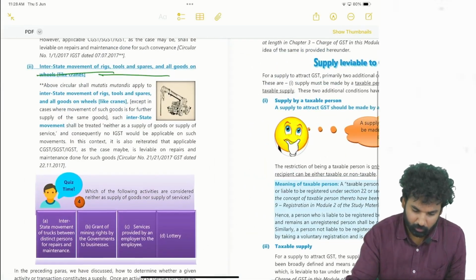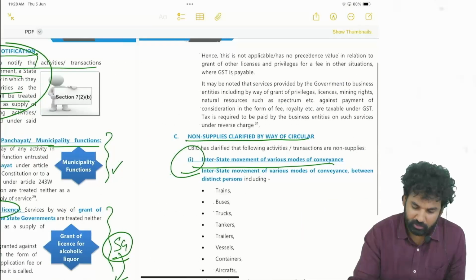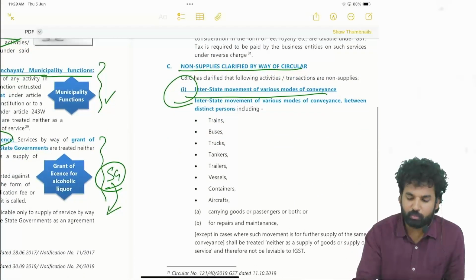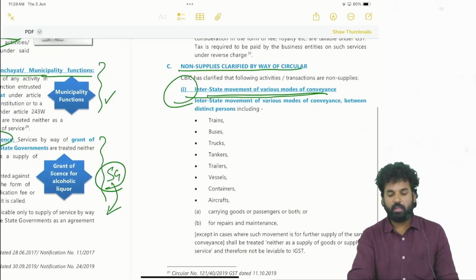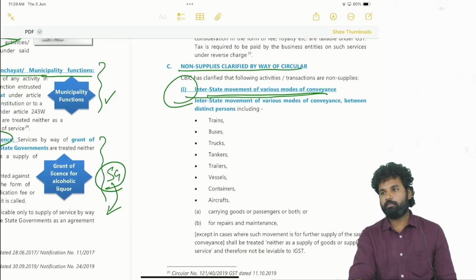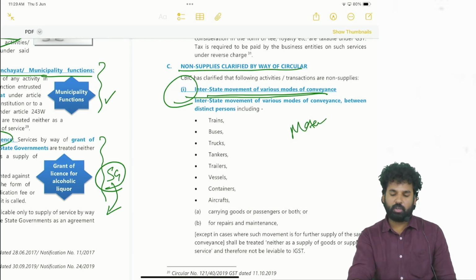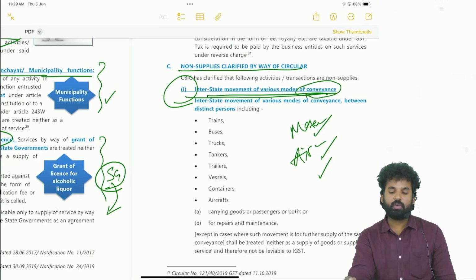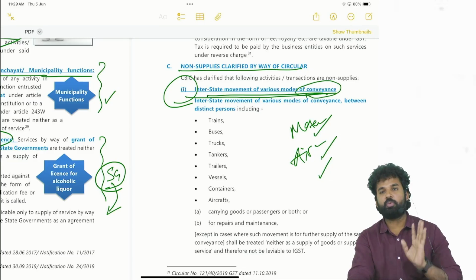CBIC clarifications. See here, interstate movement of various modes of conveyance. Under GST, conveyance means vehicle. Whether it may be a motor vehicle, or an aircraft, or a vessel. So, interstate movement of various modes of conveyance.